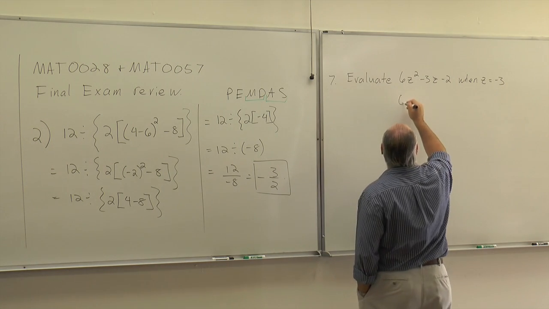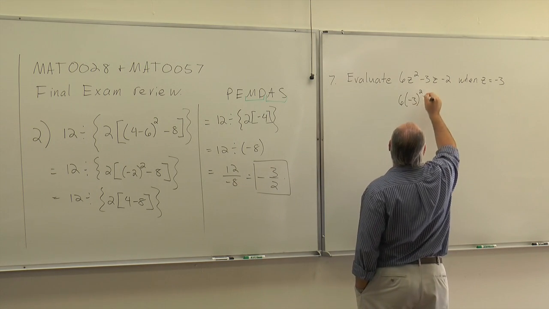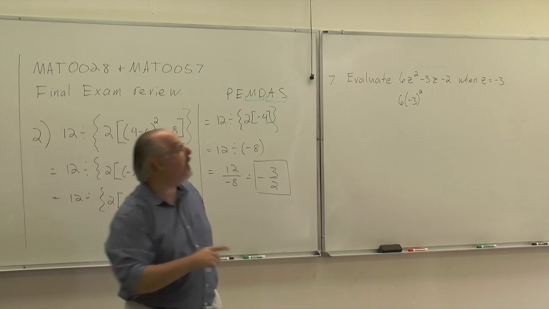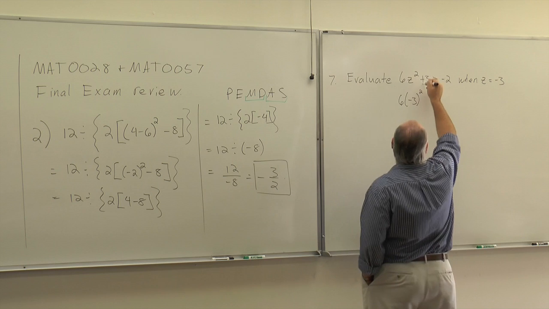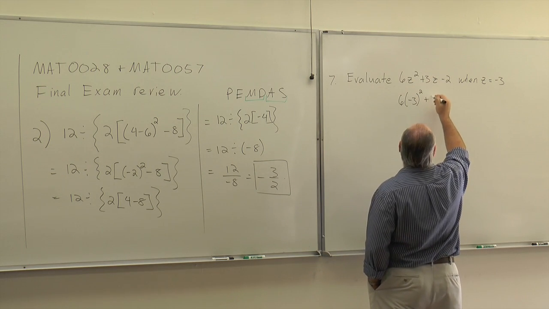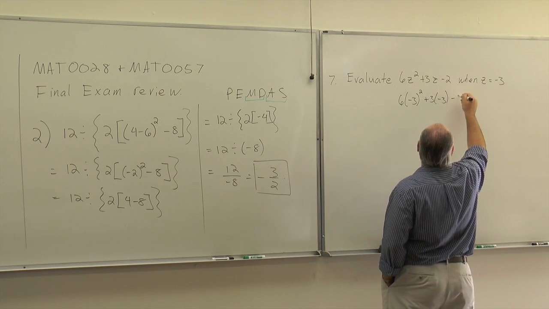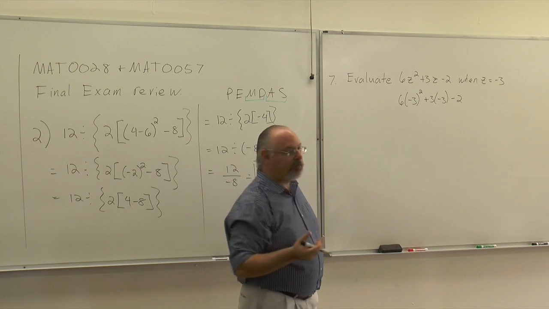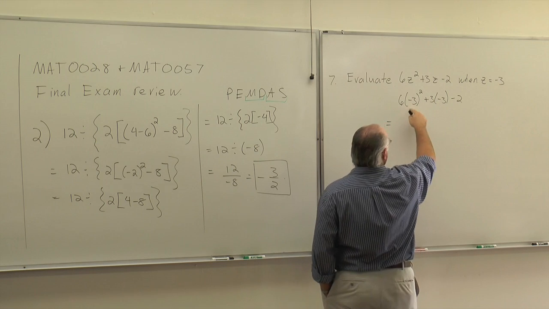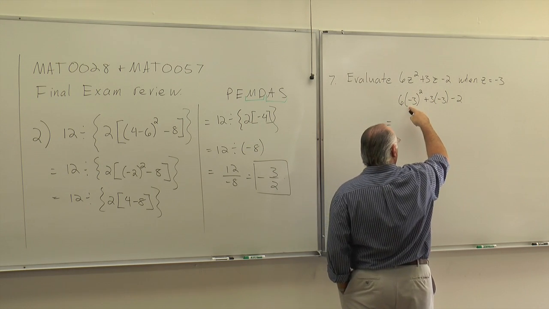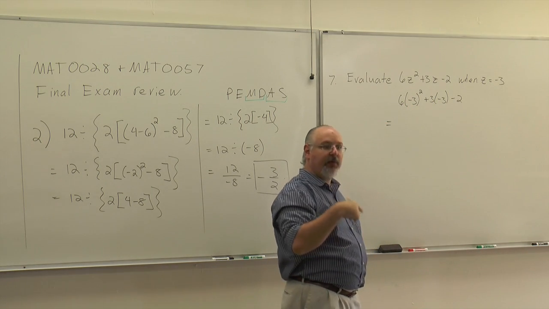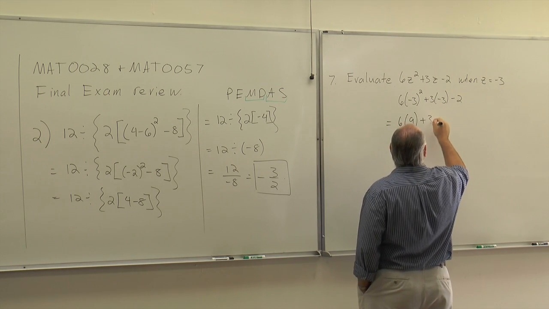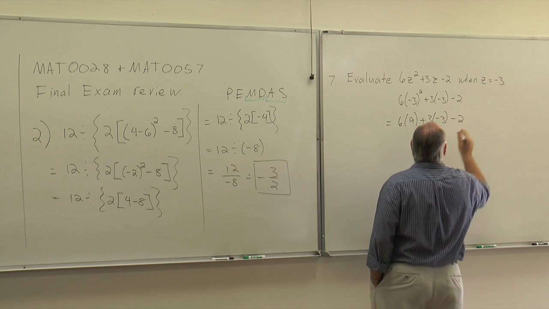So this becomes 6 times -3 squared. Is that a minus or a plus? That's a plus. Plus 3z. So then plus 3 times -3 minus 2. And now it just becomes a big order of operations problem. So exponents first. -3 in parentheses squared means -3 times -3 is positive 9. Plus 3 times -3 minus 2.